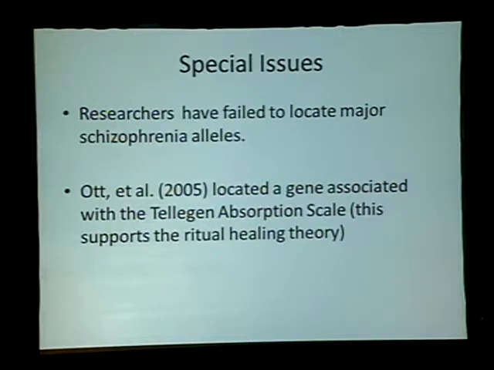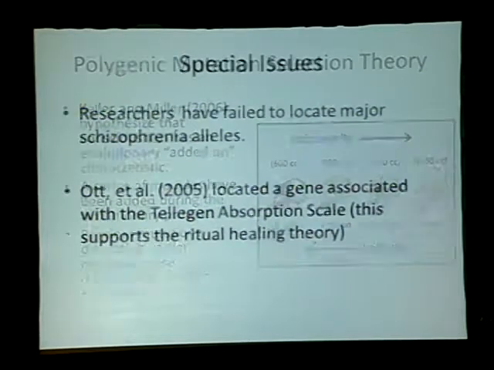Okay, all during the 1990s, 2000, 2010, they're not finding major alleles connected with schizophrenia. Now they're telling us that maybe there are hundreds of genes connected to schizophrenia, none of them of particular importance. It's a heartbreaking finding for these researchers. Okay, they failed to locate major schizophrenia alleles, but they did find a gene connected with the Tellegen Absorption Scale. And of course, my ritual healing theory predicts that. I predict that they'll find some more. I predict this is available for us to find.